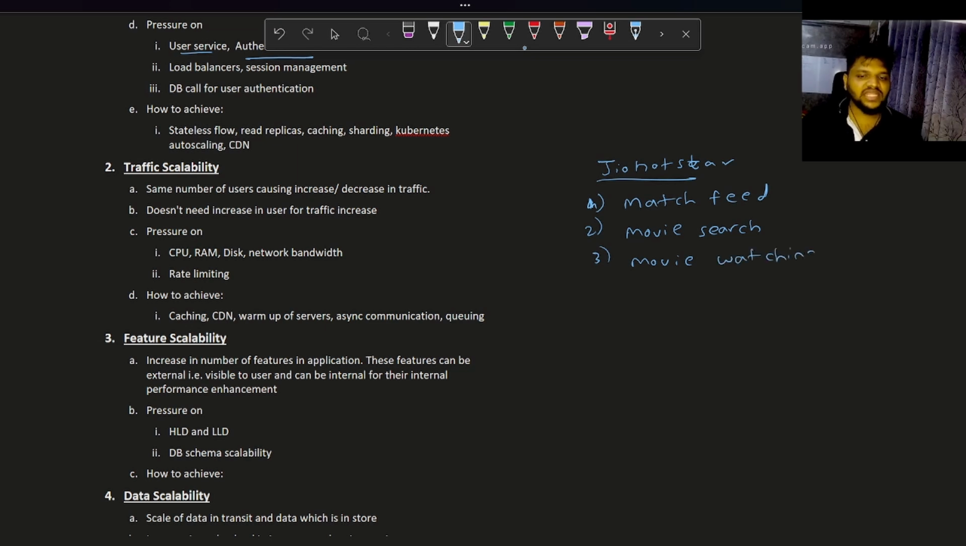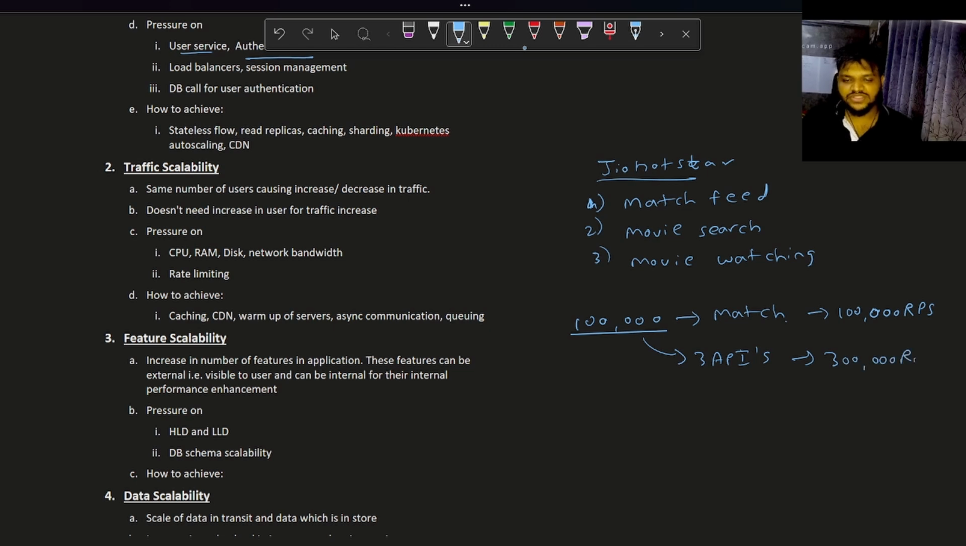Now assume, and again this is a hypothetical example, there is a match going on, and let's say I have 100,000 users watching the match, correct? Now no one is stopping them from going to these URLs or hitting a particular URL. So if I have 100,000 users all watching the match, I have 100,000 requests per second. Now let's say these users start hitting these 3 APIs. Suddenly the traffic rose to 300,000 requests per second.